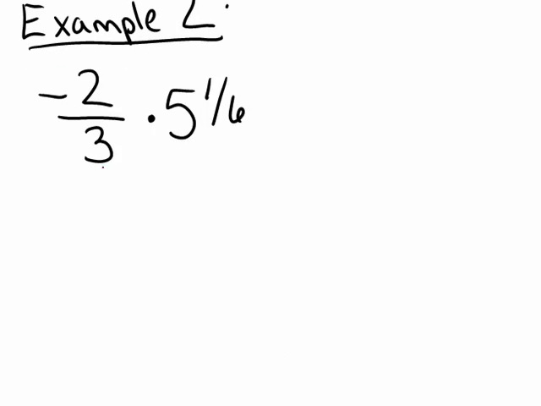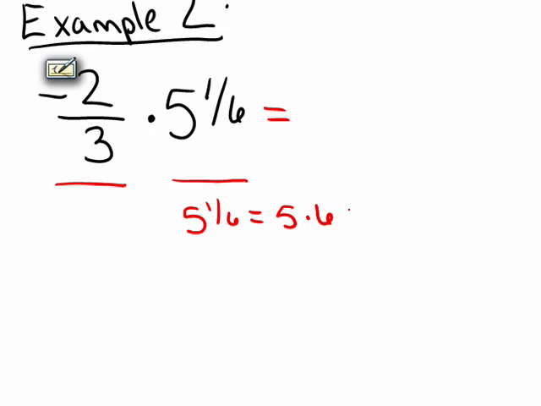In example 2, I'm going to multiply the fraction -2/3 times the fraction 5 1/6. 5 1/6 is a mixed number. If we write 5 1/6 in improper form, we take 5 times 6 plus 1. That value will all be over 6. So it's 31/6. This is the same fraction as 5 1/6. It's just written in improper form.